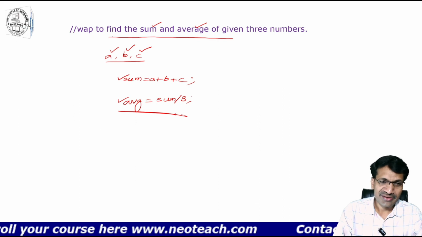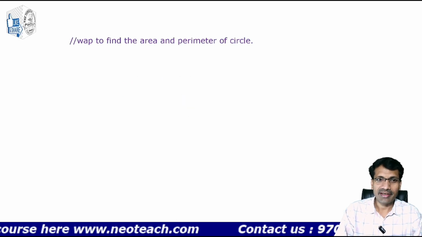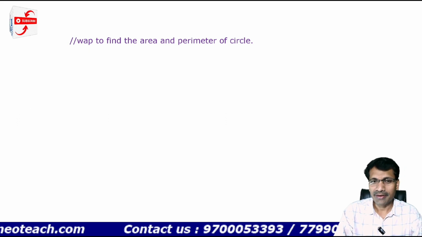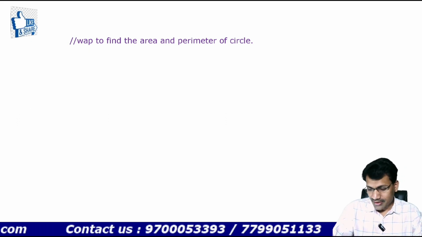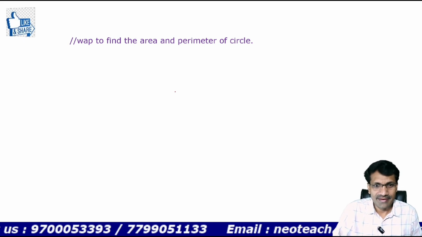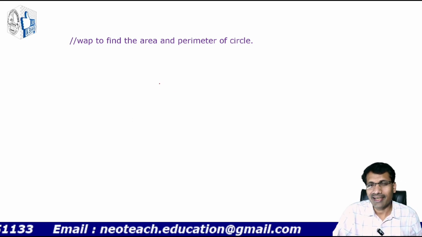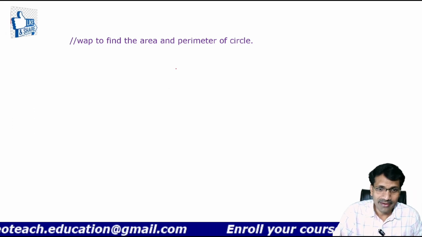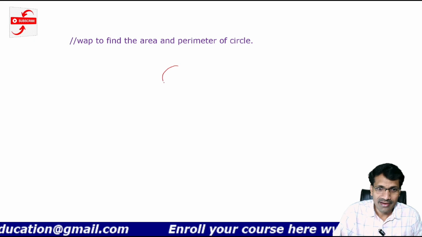Let us go to the next program, that is, write a program to find the area and perimeter of a circle. Okay, so here also, same as I said, we analyze the question first. Write a program to find the area and perimeter of a circle. So what is this? First let me analyze this.